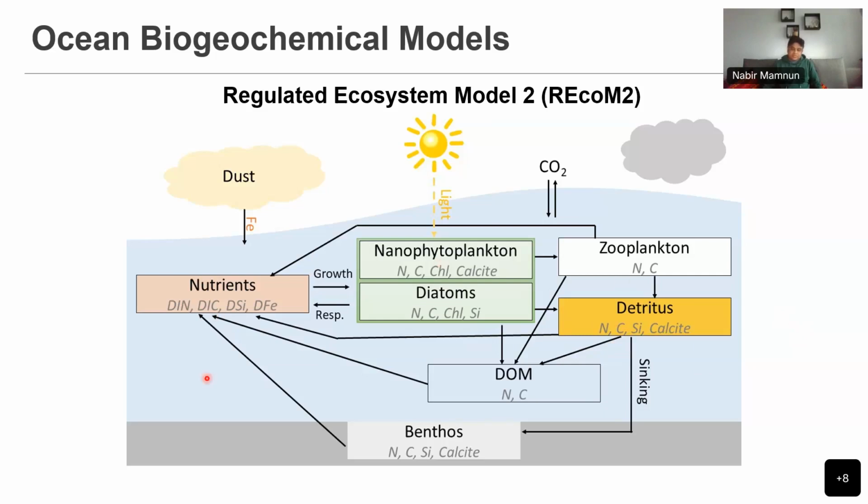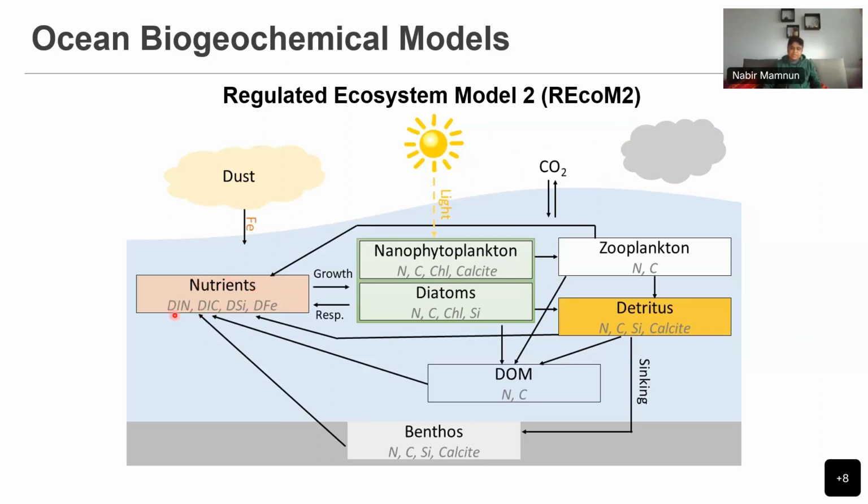So here is a model we have at our institute, the Regulated Ecosystem Model version 2, REcoM2. In REcoM2, we have two phytoplankton groups. We have nutrients: nitrogen, silicate, and iron. For iron, we take the dust deposition, but for the other nutrients we don't consider deposition from the atmosphere.